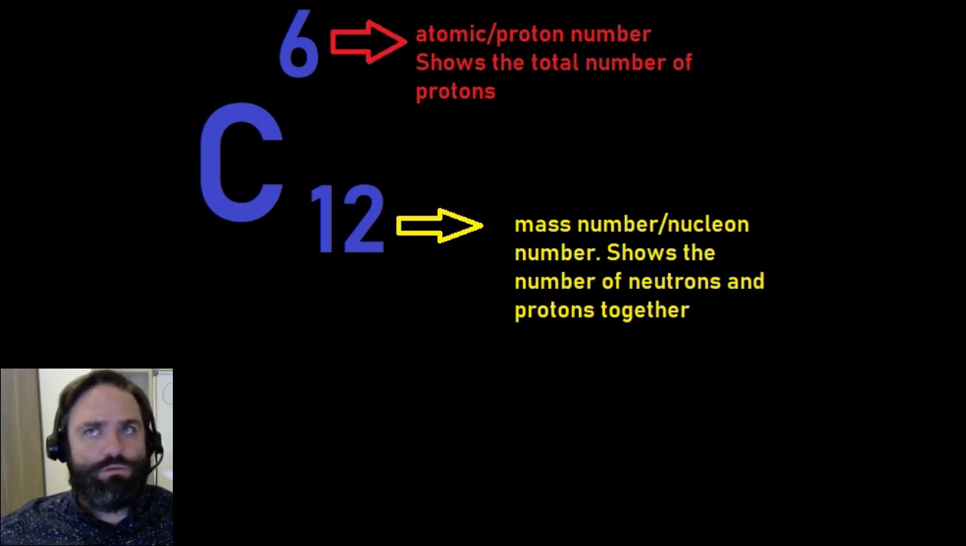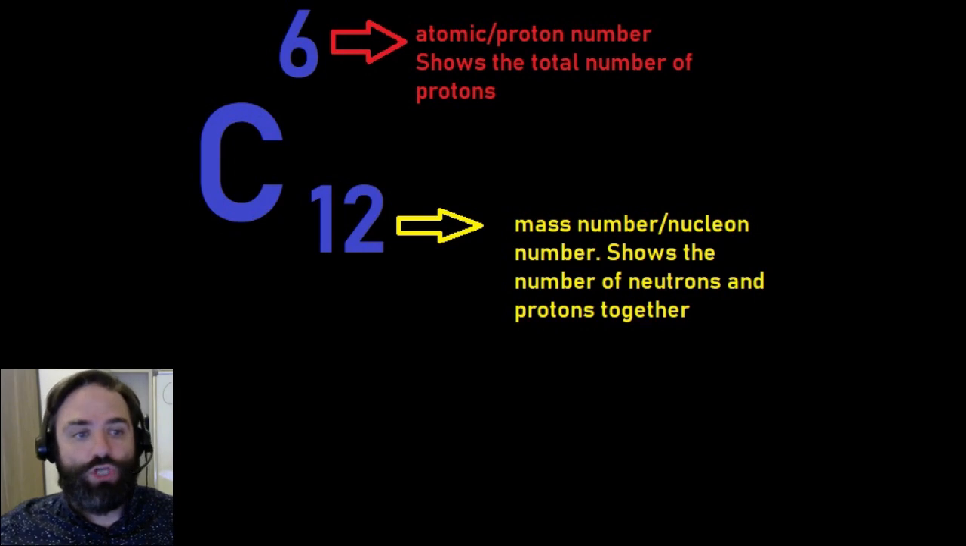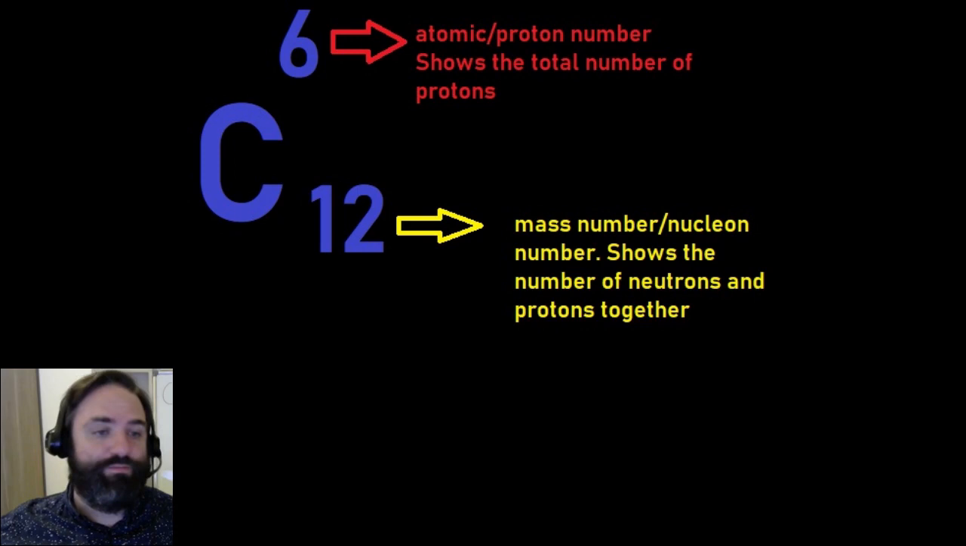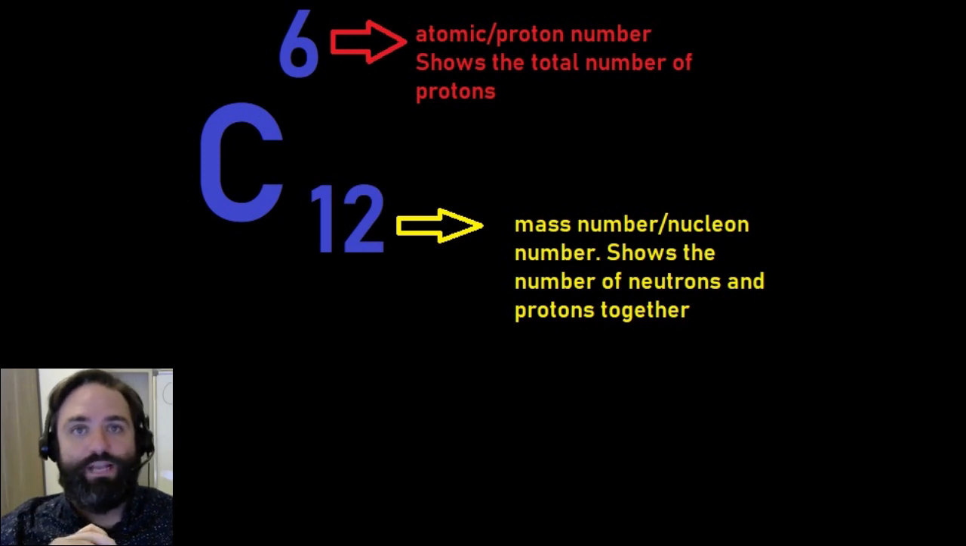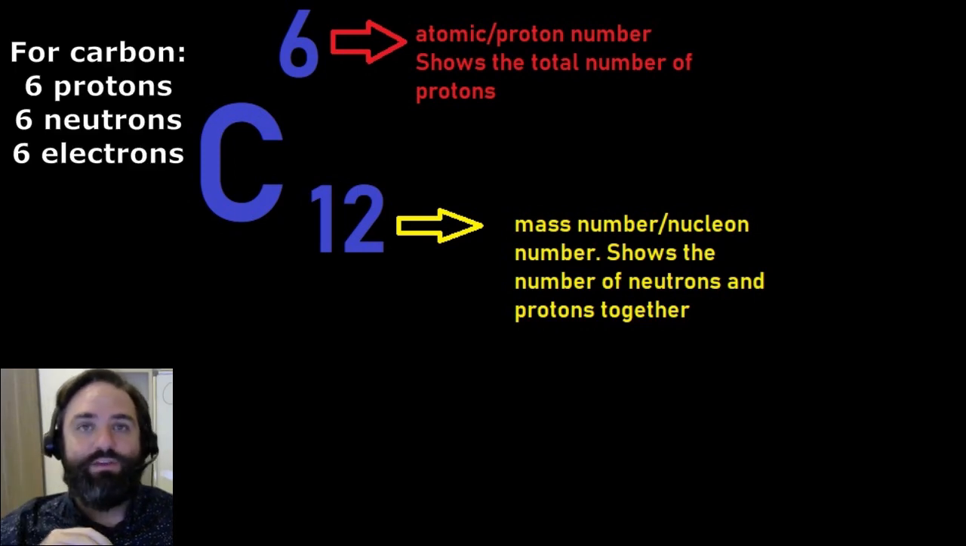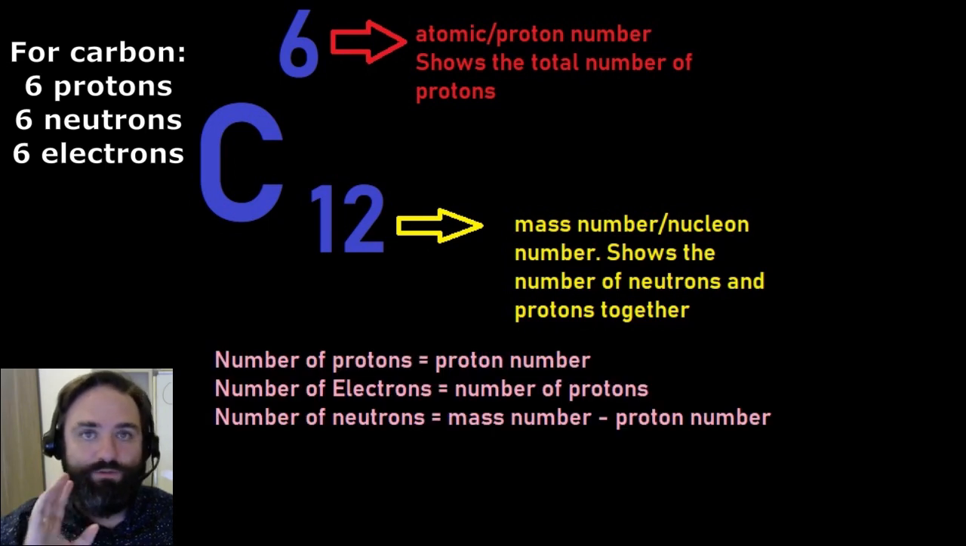So what about electrons? Well, an atom is a particle with no overall charge. It's made of particles which have charges, which means that the number of positives must equal the number of negatives. That tells me the number of protons is equal to the number of electrons. So in this case, it is 6 of each. 6 protons, 6 electrons, because the charge is 0. So for carbon, it's got 6 protons, 6 neutrons, and 6 electrons.